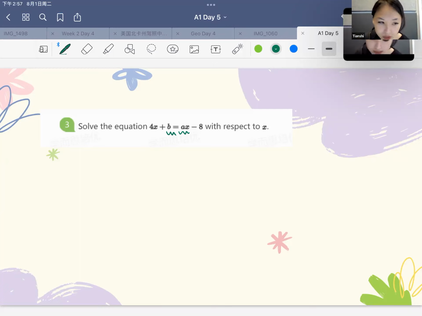So we should put everything related to x on one side of the equation and everything unrelated to x on the other side. So which terms involve x? Here we have 4x, and here we have ax. So we need to put them on the same side. We should move the term ax to the other side, so we need to flip the sign. Then we need to move b to the other side, so we should change the sign as well: negative 8 minus b.